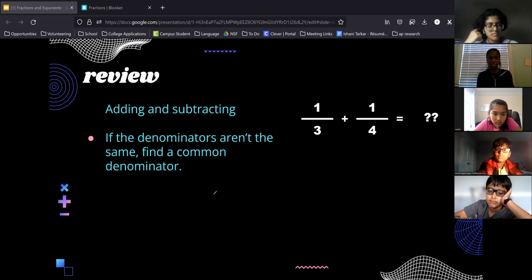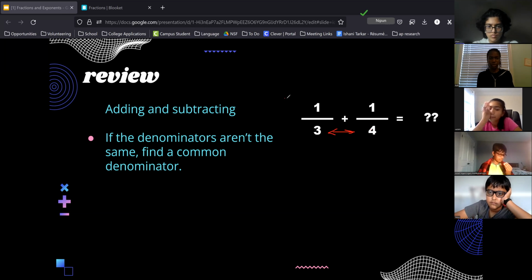But sometimes the denominators are not the same. For this one, you have to make them the same by finding a common denominator. One way you can do this is by multiplying each fraction by the opposing denominator. So you can multiply 1 over 3 by 4 over 4 to get 4 over 12, and then multiply 1 over 4 by 3 over 3 to get 3 over 12.